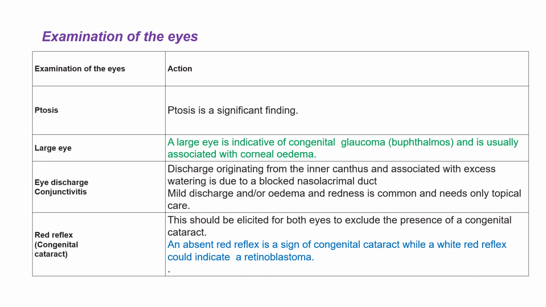The other is about examination of the eye. We have to check for the presence of ptosis, large eye, discharge, and red reflex. Large eye is indicative of congenital glaucoma and is usually associated with corneal edema. Red reflex should be elicited for both eyes to exclude the presence of congenital cataract. An absent red reflex is a sign of congenital cataract, while a white red reflex could indicate retinoblastoma.